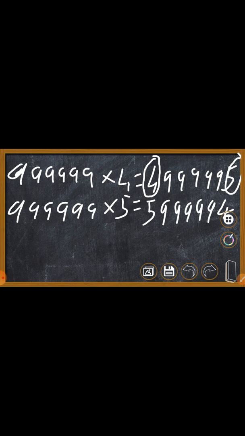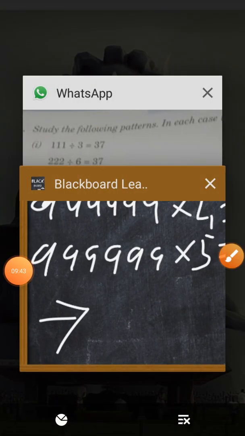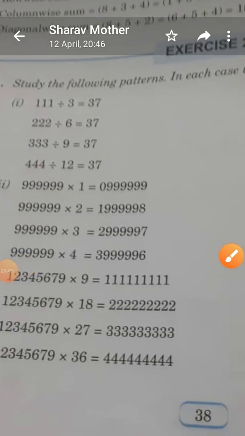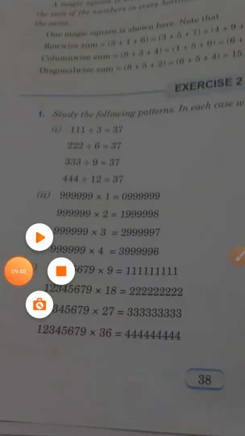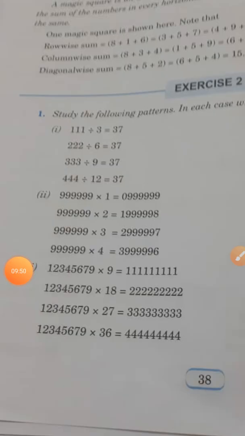Okay, so if you haven't understood this pattern, please go back and then again watch this portion. Okay, and the 6th step, they have asked you to write 3 more steps. I have given you 2 steps. The 3rd step you are writing it. Okay, next we move on to our next pattern. Our next pattern is very easy.